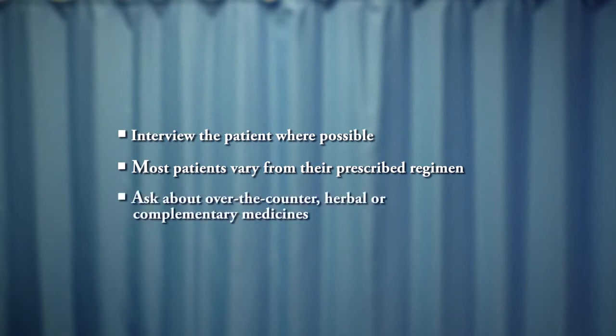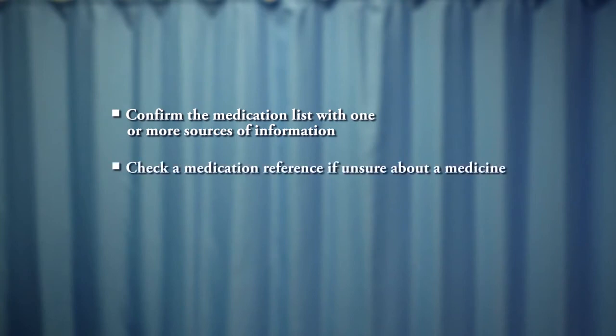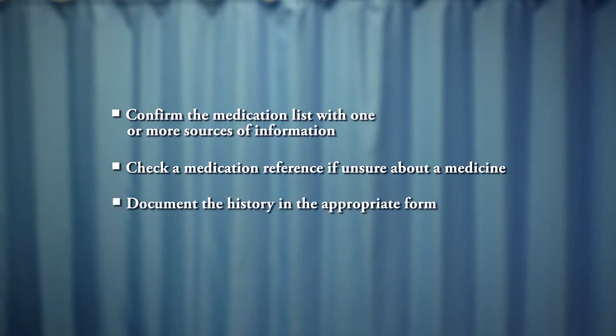Remember to ask about over-the-counter and herbal or complementary medicines. Use a checklist, such as the one on the National Medication Management Plan, to guide the interview. Confirm the medication list with one or more sources of information. Check a medication reference if unsure about a medicine, and document the history in the appropriate form or in the electronic health record. Time spent during admission to get an accurate and complete medication history results in better outcomes for everyone.